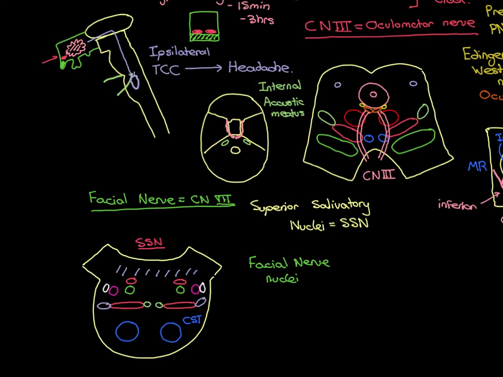And the left-sided one will of course enter the left internal acoustic meatus, and the right-sided one will enter the right internal acoustic meatus. Then what happens is they go through the petrous portion of the temporal bone, and then through a little canal, and then they make their way to exit from the temporal bone by a hole that is on the bottom of the temporal bone called the stylomastoid foramen.